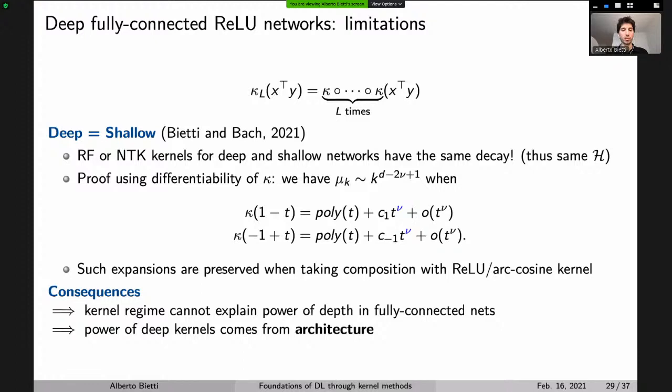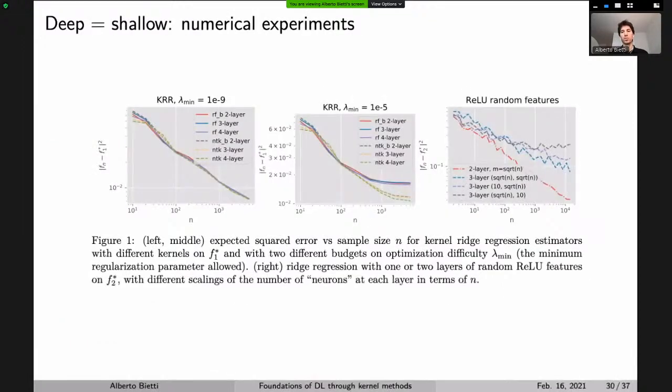So some consequences of this result is that, if we want to understand benefits of depth in fully connected networks, something more than kernels needs to show up, because otherwise we will not see the gains. And potentially, even within a kernel architecture, we need to go beyond fully connected networks and try to study convolutions. So this is just some empirical results to show this.